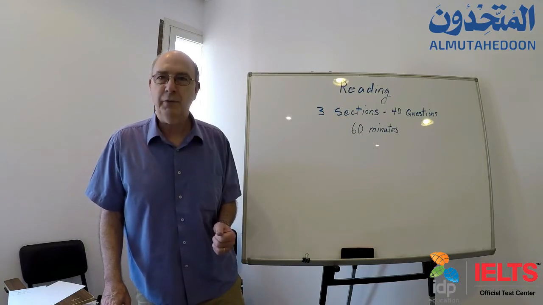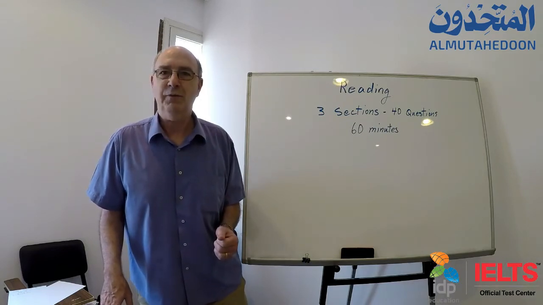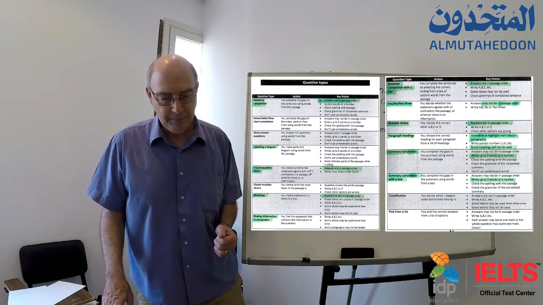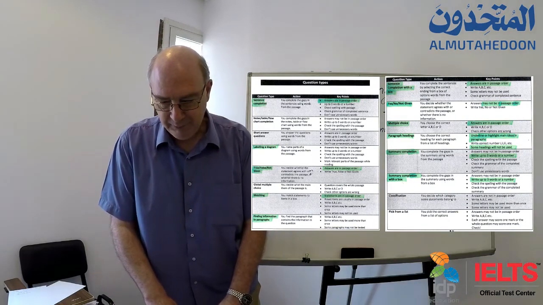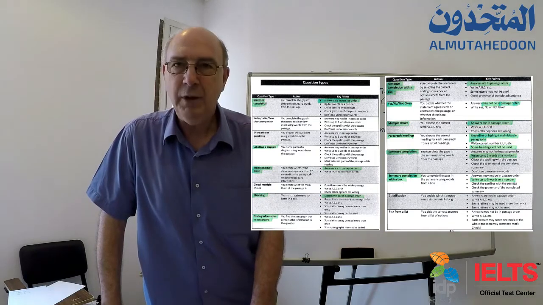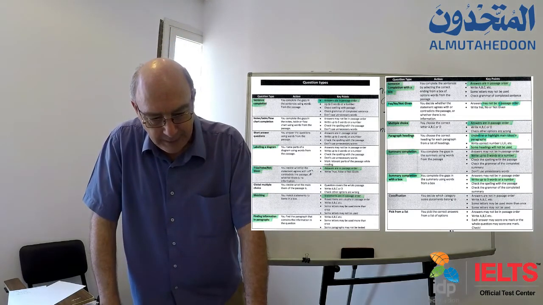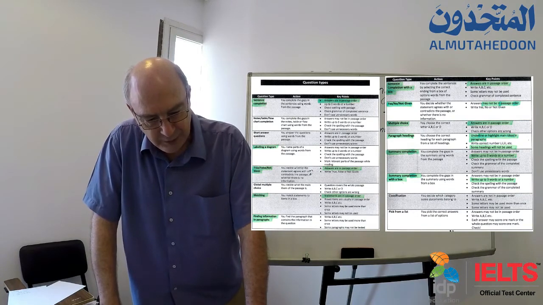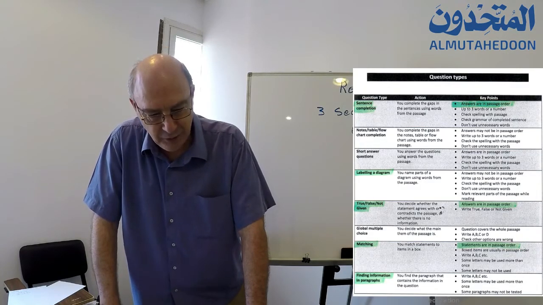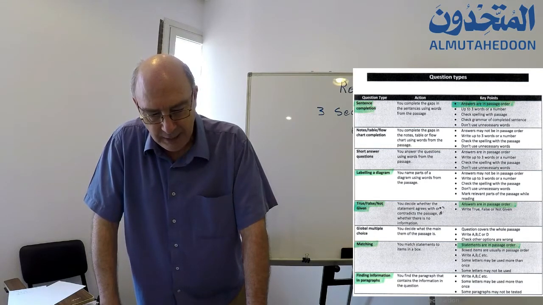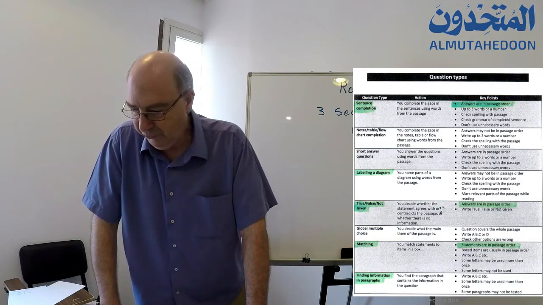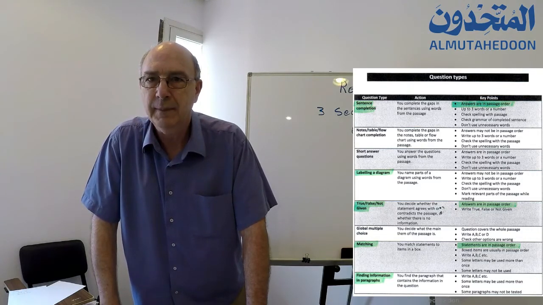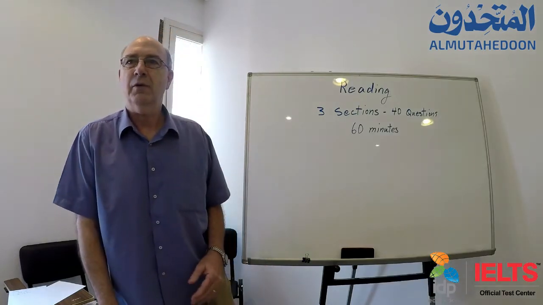All right, now let's go through the question types. On page 3 and 4, if you'll refer to those, we have the question types. Now we're going to go through some of these quickly, and we're going to look at some of the key points. Let's look at the first one on page 3 at the top. It says sentence completion. You complete the gaps in the sentences using words from the passage. And then under key points, it says answers are in passage order. What that means is that the questions follow the order of the text.